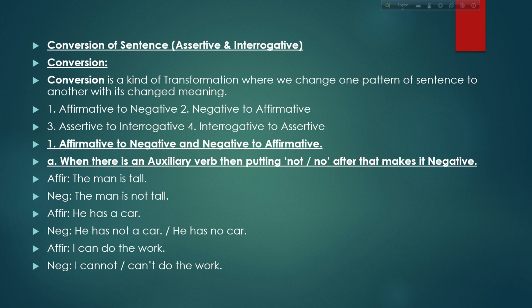First of all, A: when there is an auxiliary verb, then putting not or no after that makes it negative. For example, the man is tall. The man is not tall. He has a car. He has not a car, or he has no car. I can do the work. I cannot or I can't do the work.